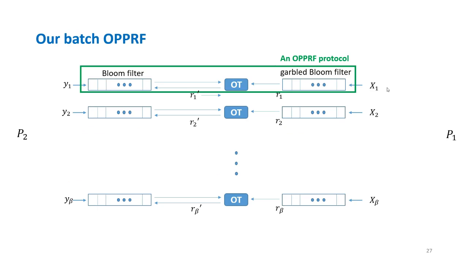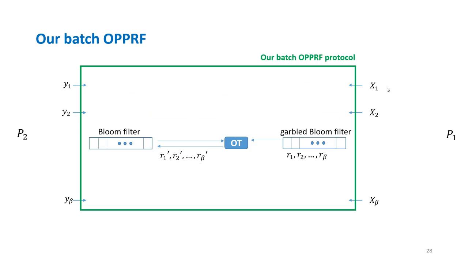To achieve a linear complexity PSI protocol, we need to execute many OPPRF protocols in a batch manner. To reach this goal, we use only one Bloom filter and one garbled Bloom filter. Here, for each set xi, different random numbers, that means different associated values, are chosen by P1. And P2 learns the associated value Ri if yi is in the set xi. Otherwise, P2 learns a different random number for its item yi.